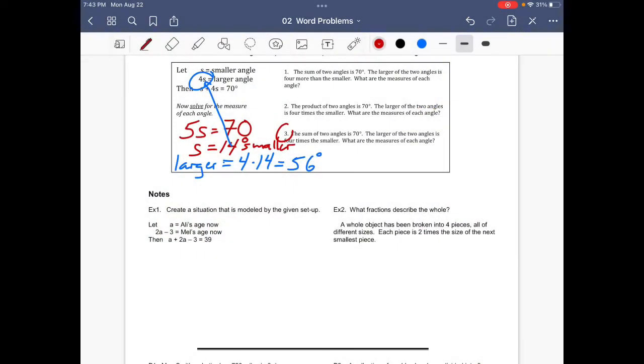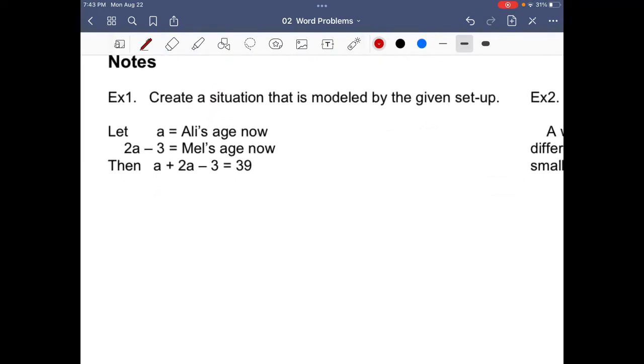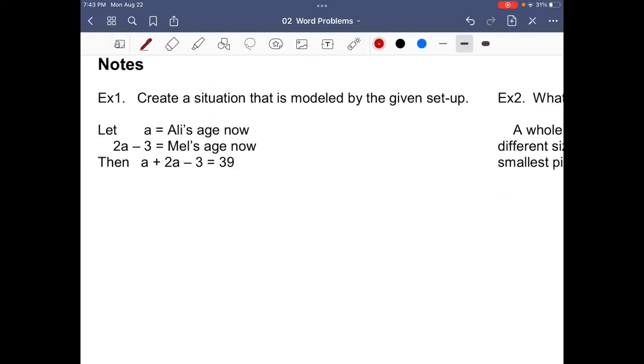All right, so let's dig a little deeper into some of these word problems. Like I've said, it's not easy. What we're about to do is actually backwards from what happened up top. I'm going to try to get us to actually create the situation. In other words, create the sentences that would be modeled by these expressions. So I know you can read. It says a is Allie's age, and it says 2a minus 3 is Mel's age. And then we see this equation where some things are being added and subtracted equal 39.